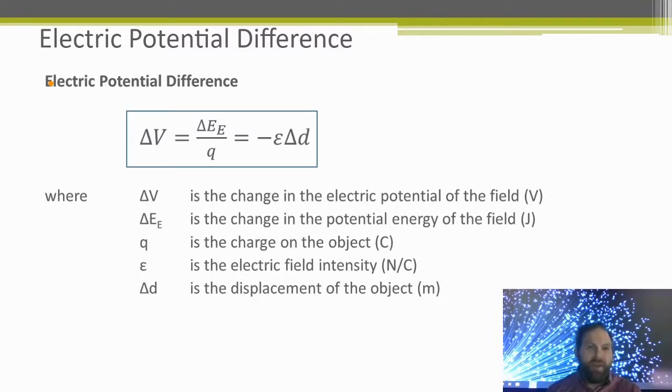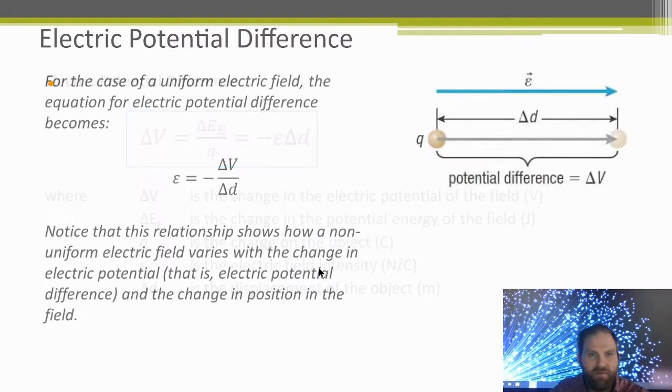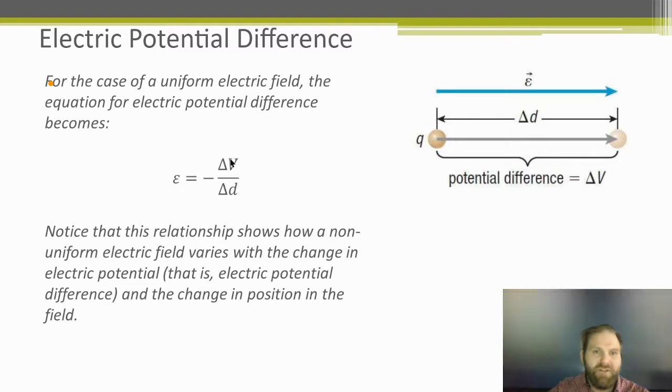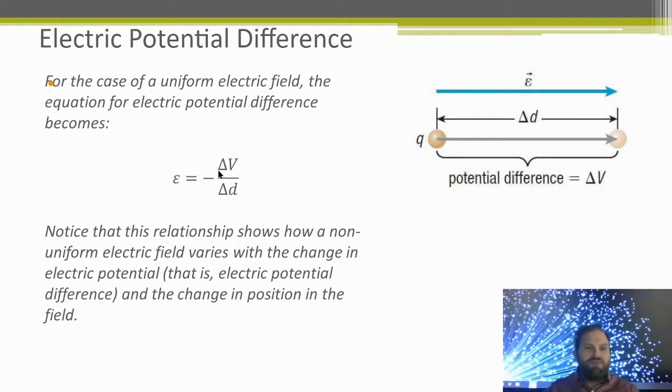So again, just summed up here with all the different variables listed. Here we're just rearranging the equation to show that if we want to look at a uniform electric field, because it stays the same, the difference in potential changes accordingly.